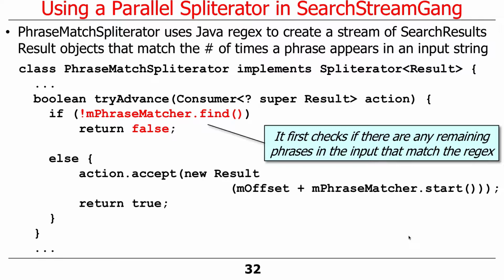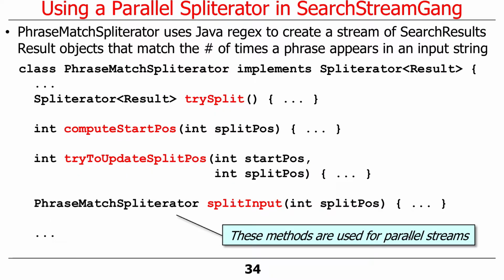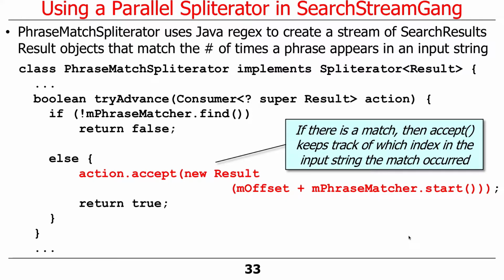So if we're all done, if there's no more matches, we're finished. Otherwise, we go ahead and figure out where the match occurred. We store that into a new result object, which just keeps track of the index where it occurred, plus the offset. And then we go ahead and accept this. So that'll allow us to pass it back to the streams framework, indicating where the match occurred. And then we'll return true, which says, hey, we found one, try again.